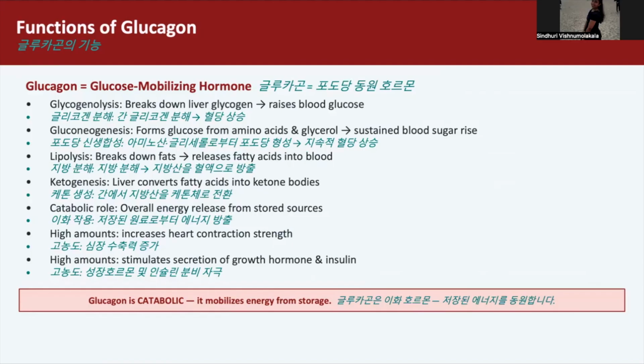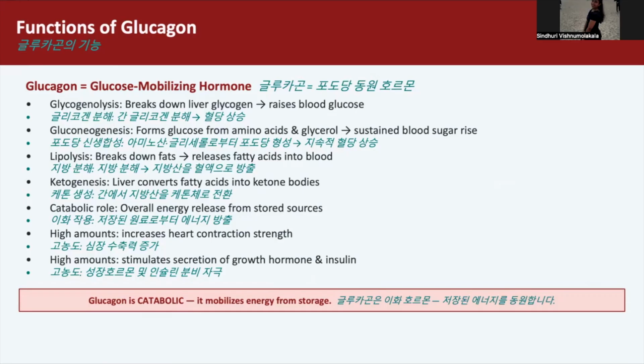Like I said, 15 to 20% of the total islet cells are alpha cells or A cells. So what is the main function? It helps in mobilizing glucose. It helps in making glucose by glycogenolysis, which is it breaks down liver glycogen into glucose, which is used by the body.